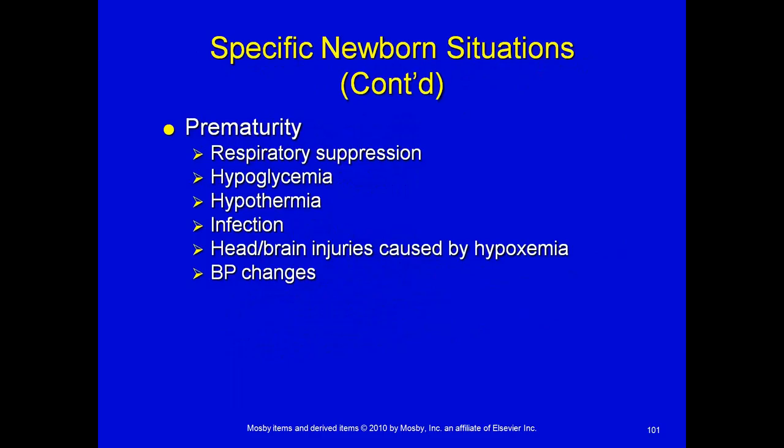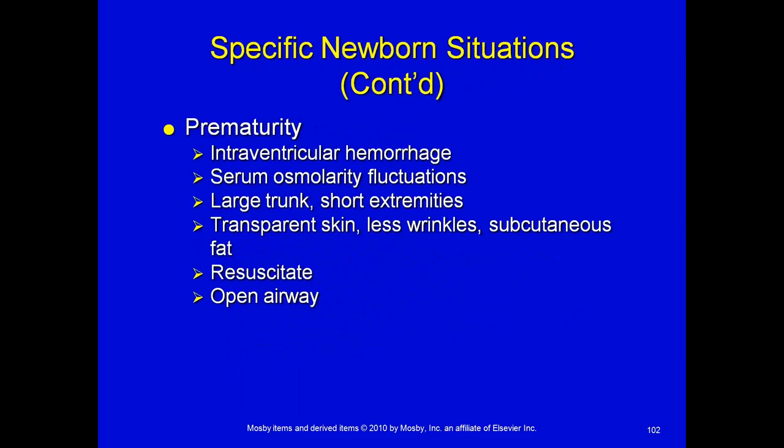Newborns who are premature are more prone to respiratory suppression, hypoglycemia, hypothermia, infection, brain abscesses, and blood pressure changes. Intraventricular hemorrhage may occur with prematurity, as well as serum osmolarity fluctuations. Remember, they have a very large trunk and short extremities.